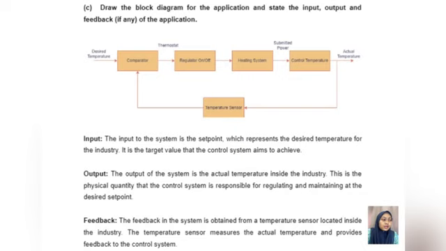First, input. The input to the system is the set point, which represents the desired temperature for the industrial process. It is the target value that the control system aims to achieve. Next is output. The output of the system is the actual temperature inside the industry. This is the physical quantity that the control system is responsible for regulating and maintaining at the desired set point. Next, feedback. The feedback in the system is obtained from a temperature sensor located inside the industry. The temperature sensor measures the actual temperature and provides feedback to the control system.